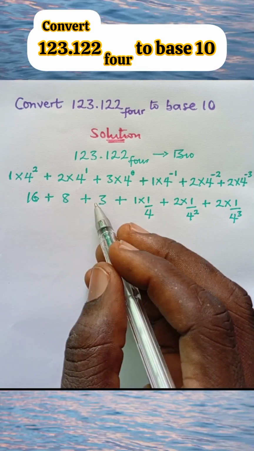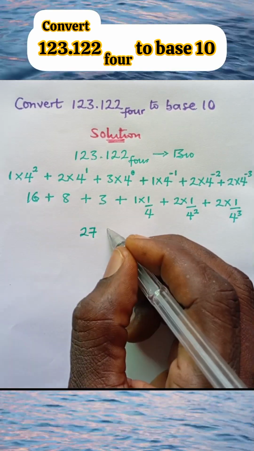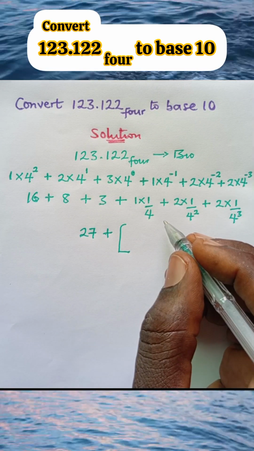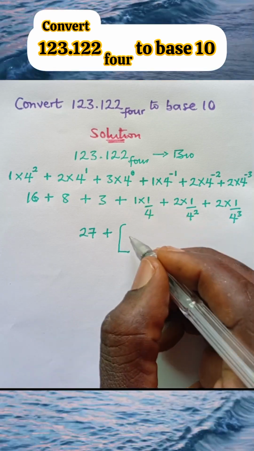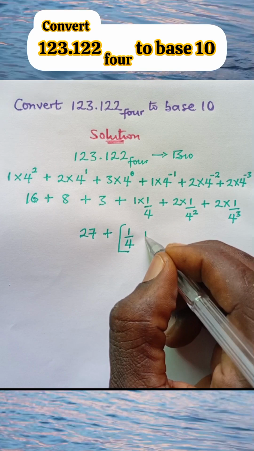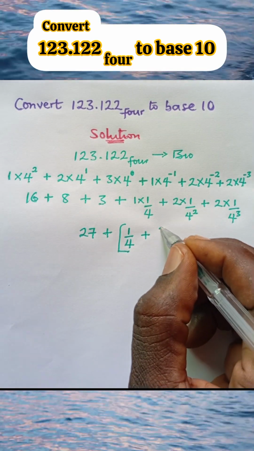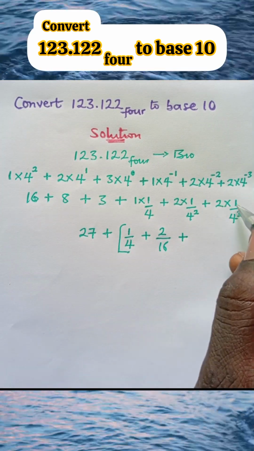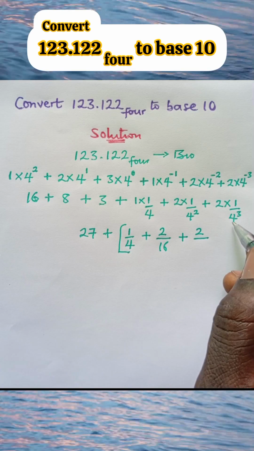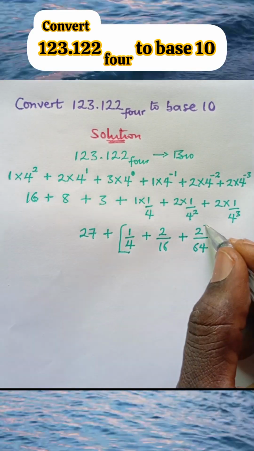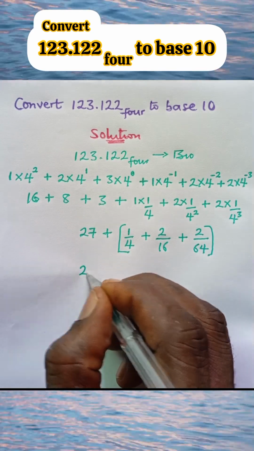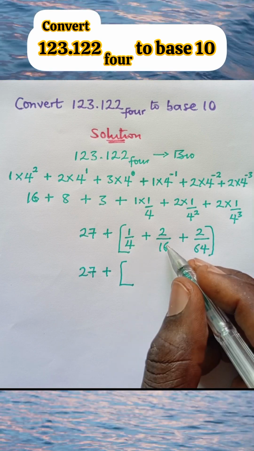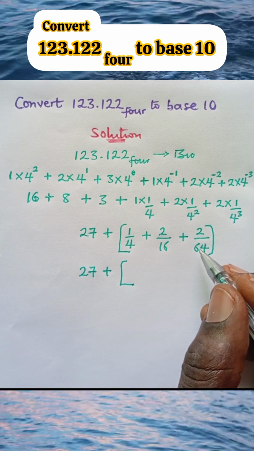16 plus 8 plus 3 is what? 27. Then plus, at this point we are going to put this in bracket because we have to simplify this separately. Now 1 multiply 1 is 1 all over 4. Then plus 2 multiply 1, and here we have 2 all over 4 raised to power 2, which is 16, plus 2 multiply 1, which is also 2 all over 4 raised to power 3, which is 64. Close our bracket. So we have 27 plus, now we are going to simplify each of the fractions to its simplest form.